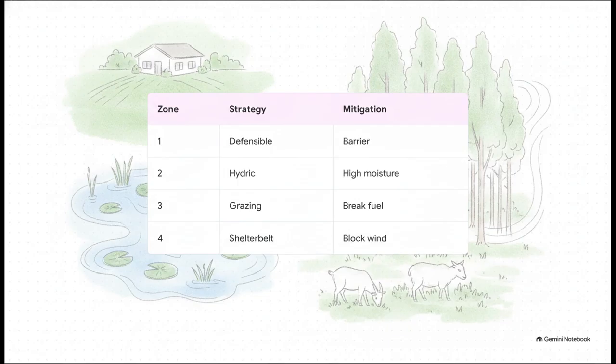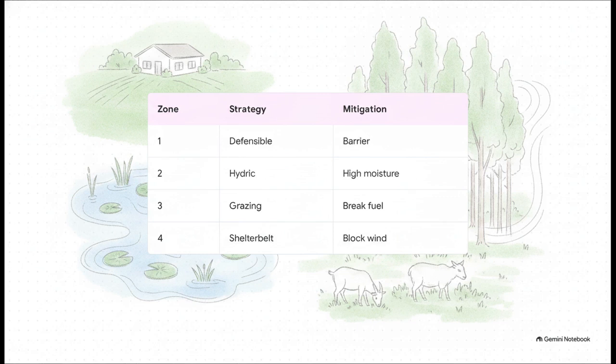Clean mode, intensively irrigated, presenting a totally non-flammable barrier. Zone 2 houses our hydric buffers, water features like swales and ponds that keep plant moisture incredibly high to slow the fire down. Out in Zone 3, we use rotational grazing. Sheep and goats act like four-legged weed whackers to consume the brush and break both horizontal and vertical fuel continuity.